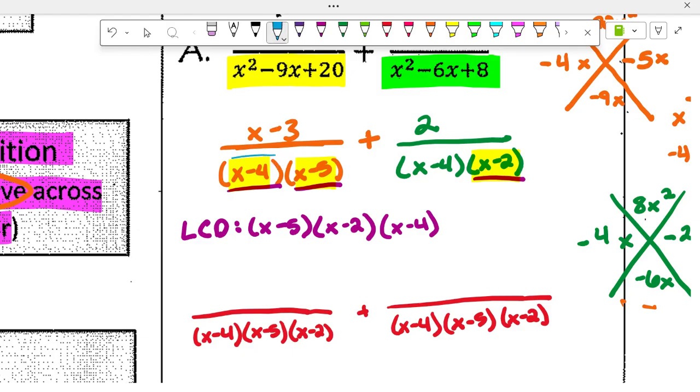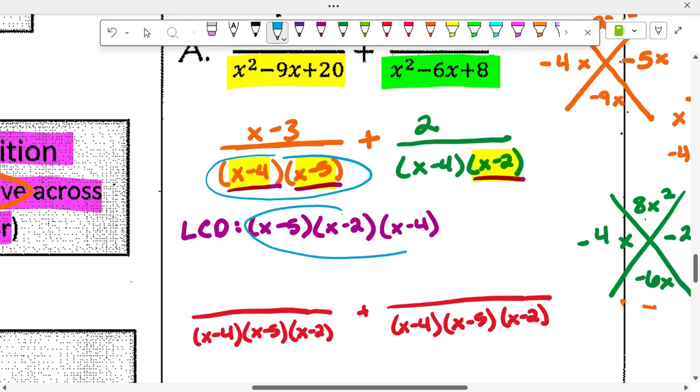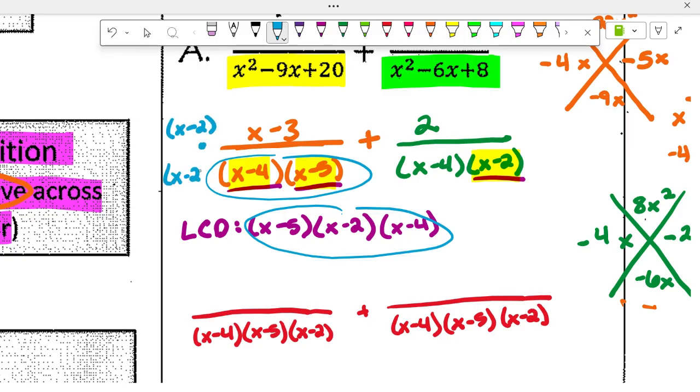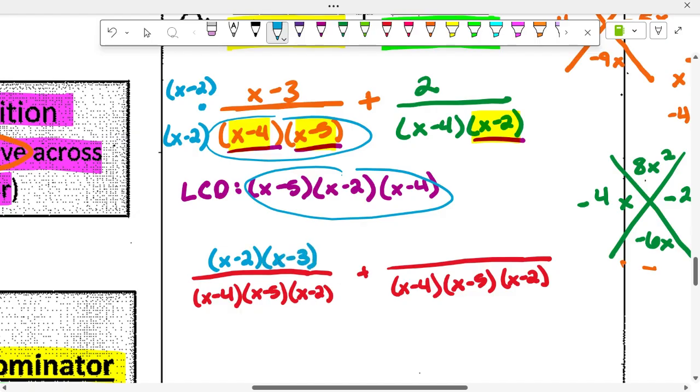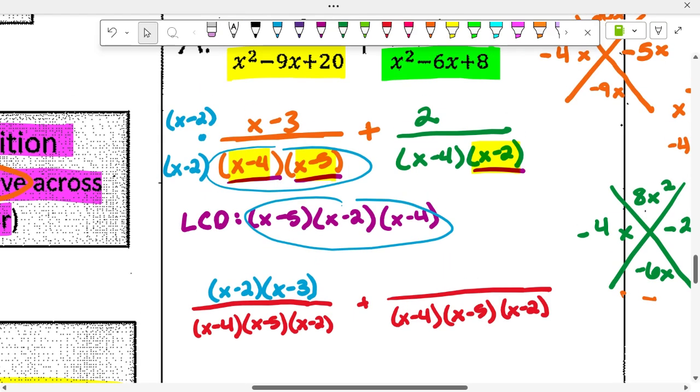So if I look at this denominator and this LCD, I want it to look like the LCD. Which factor is missing? X minus 2. So we're going to multiply the top and the bottom by x minus 2. So this would be x minus 2 times x minus 3.